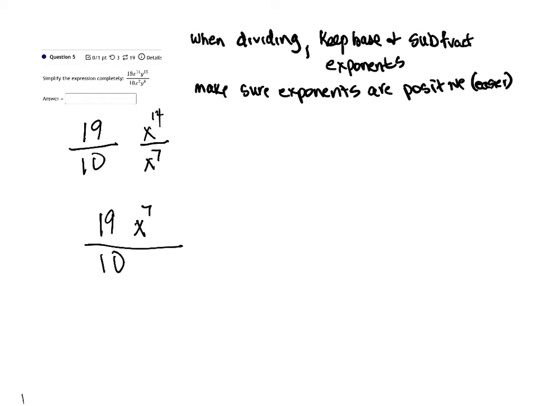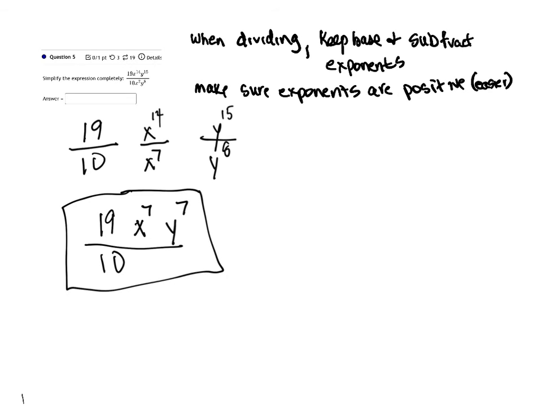And then on the y's, we have y to the 15th and y to the 8th on bottom. More y's on top, so that's where our y's are going to end up. 15 minus 8 is 7. So this is our answer. Now, we would not combine the x and y because they're not the same base. X is different from y. And don't use your calculator and divide out and get a decimal number. Leave it as a fraction.